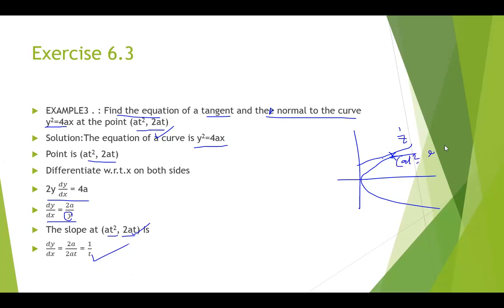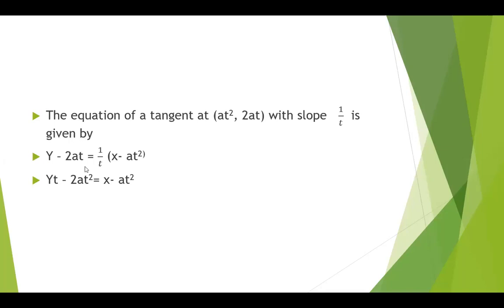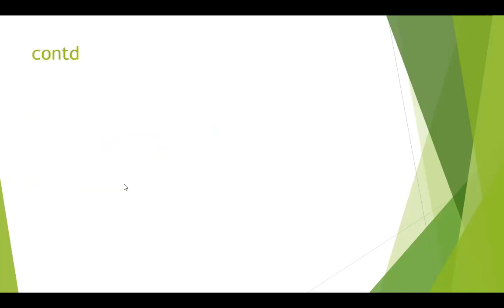The point at which it is drawn is at square comma 2at. Thus, we apply the slope point form of the equation of a line, which is y minus y1. y1 is 2at. Slope m is 1 by t, into x minus x1. x1 is at square. Thus, yt minus 2at square is equal to, this t is multiplied over the left hand side, x minus at square.